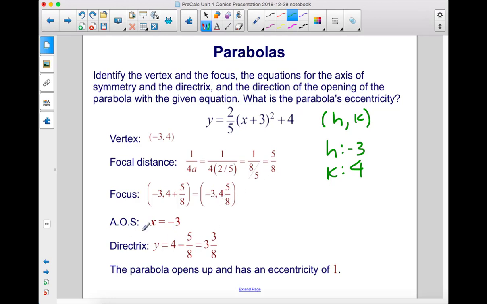The axis of symmetry is at our h value, so x equals -3. The directrix is at k minus the focal distance, so 4 minus 5/8 is 3 and 3/8. The parabola opens up and has an eccentricity of 1.